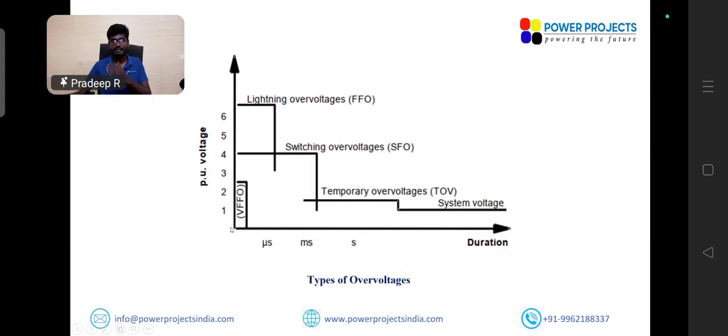Finally, VFFO occurs specifically for GIS components alone, not for the entire power system. For the GIS components, I have to model them with high-frequency dependent models. Those models must be provided by the manufacturer or OEM themselves.